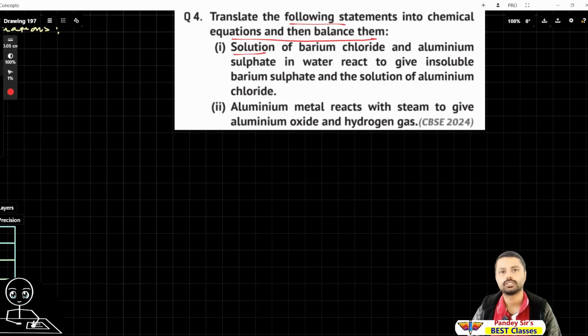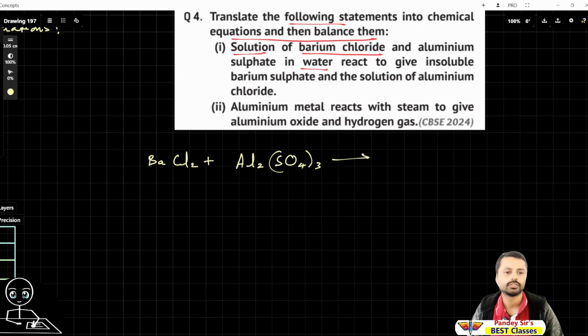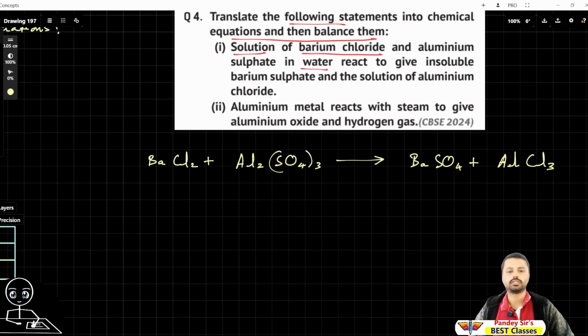So solution means it's in a liquid, and water, so it's aqueous. Solution of barium chloride plus aluminium sulphate. So let's write down BaCl₂ plus aluminium sulphate, Al₂(SO₄)₃, gives insoluble barium sulphate, BaSO₄, plus AlCl₃. Let's balance them.